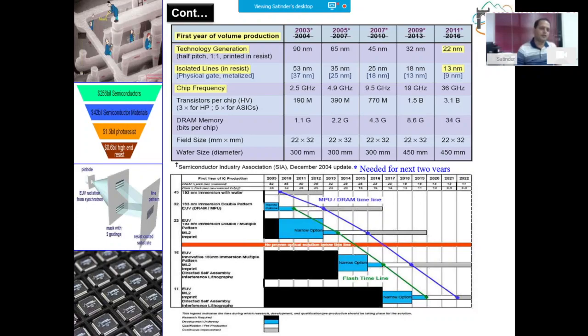So it means that as we reduce the feature size, smaller is better for us. Especially in semiconductor technology, it is proven that smaller is better. Due to that reason, we are trying to fabricate smaller and smaller transistors.